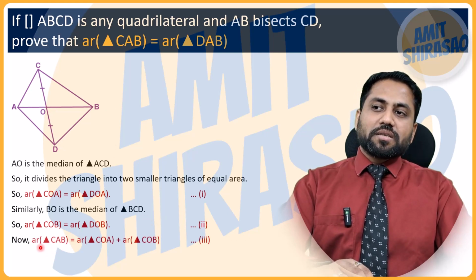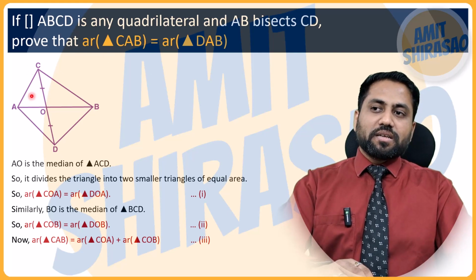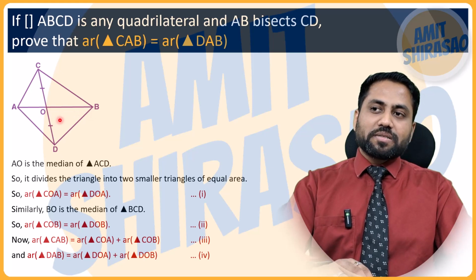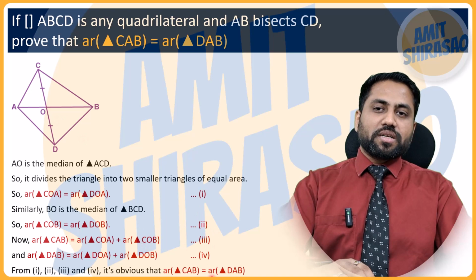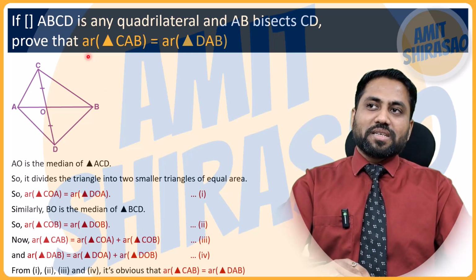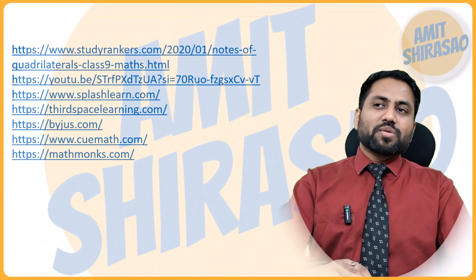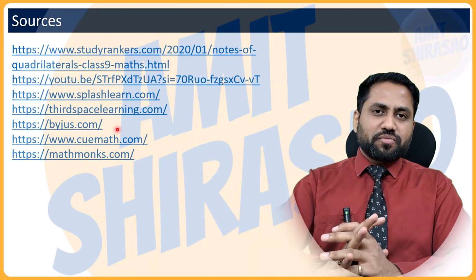Now, point number three is that the area of this CAB is the addition of these two areas. And similarly, the area of this lower triangle DAB is the addition of the areas of these two triangles. And hence proved. If you see all four in one go, you will soon realize that the area of CAB is equal to the area of DAB, right? So these were all the exercises that I thought of discussing.